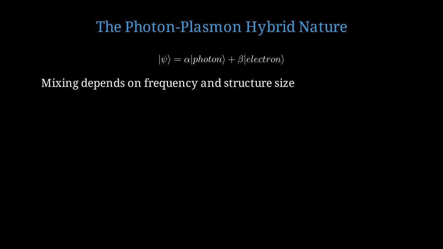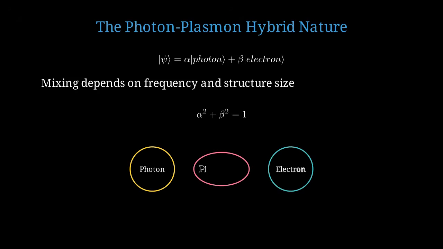Perhaps the deepest insight is that surface plasmons are true hybrid states, neither pure photons nor pure electrons. The plasmon state is a quantum superposition, alpha times the photon state, plus beta times the electron state. The mixing coefficients alpha and beta depend on the frequency and the size of the nanostructure. The coefficients are normalized, so alpha squared plus beta squared equals 1, ensuring probability conservation. The plasmon occupies the overlap region, sharing properties of both photons and electrons in a true quantum hybrid.